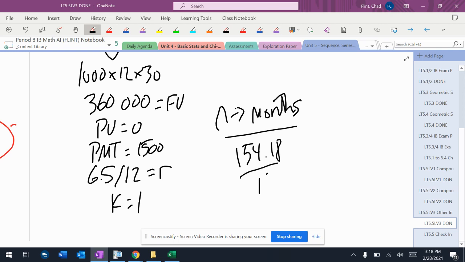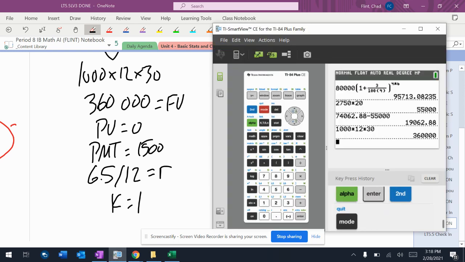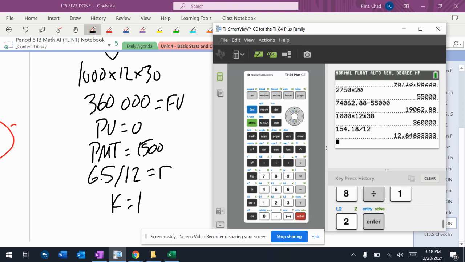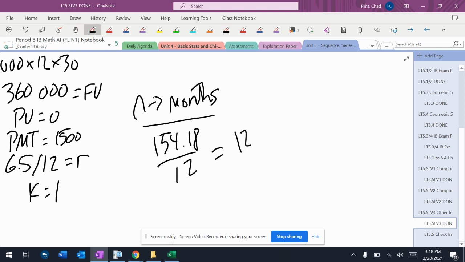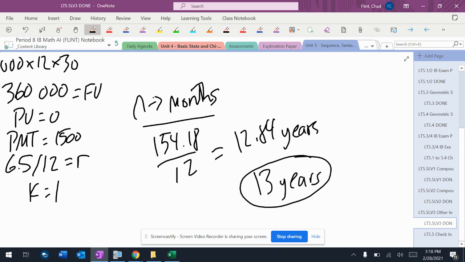154.18 months. I'm going to divide that by 12 to see how many years I get. I'm going to quit out of here. So 154.18 months divided by 12 is 12.84 years, which means it's going to take 13 years for it to happen.